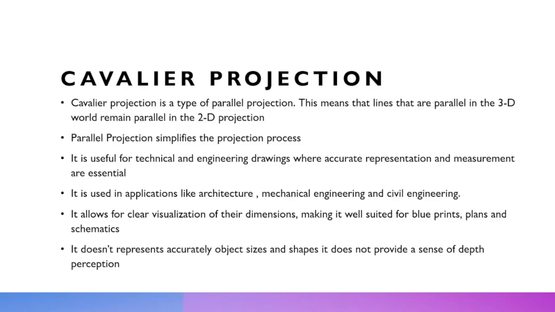It may be a building, a car, or any device. The blueprint is a representation of the original thing. It shares the object sizes and shapes, but it doesn't give any depth perception, because we have a limitation in the Cavalier projection. Because of that, we don't have clear depth perception in the Cavalier projection.